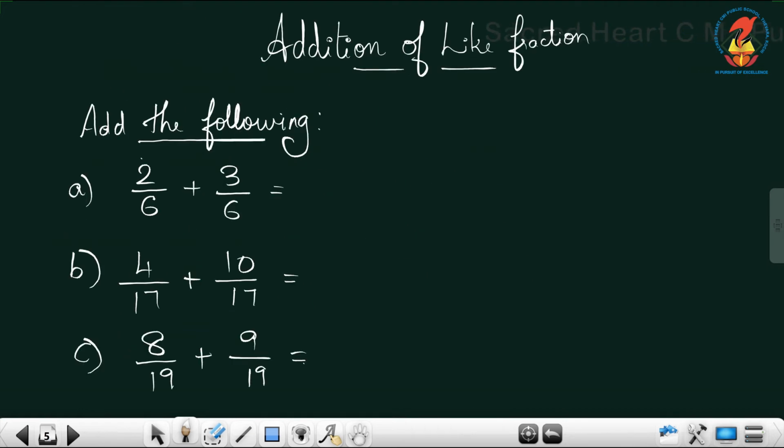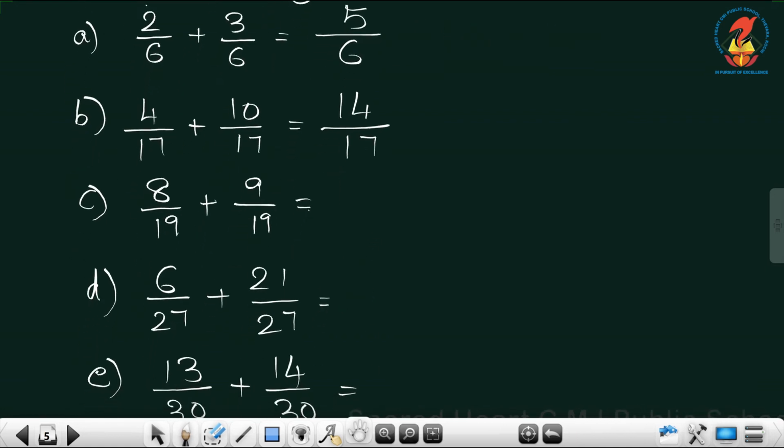Now, let us move on to addition of like fractions. Add the following. You just need to add only the numerator part, denominator remains the same. So, 2 by 6 plus 3 by 6, you need to add only the numerator part. 2 plus 3 you will get 5, 5 by 6, denominator remains the same. B question, 4 by 17 plus 10 by 17, 4 plus 10, how much you get? That is 14. So, 14 by 17. You need not add the denominator, the denominator remains the same. You just need to add only the numerator part.